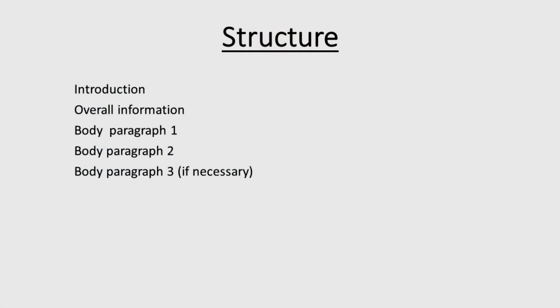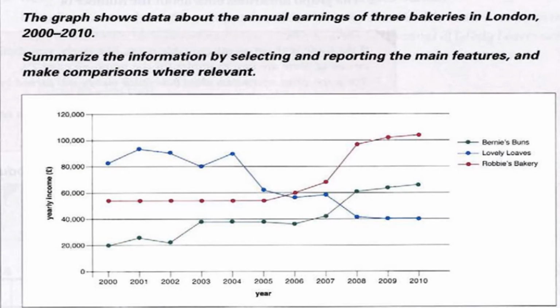Ideally, you should spend about 20 minutes: 3 to 4 minutes for planning, then 12 minutes for writing your complete report, and then another 2 to 3 minutes to proofread it. The general structure of task 1 would be intro, overall information, and the next 2 paragraphs of detail. So that's a standard format of the report for you to start.